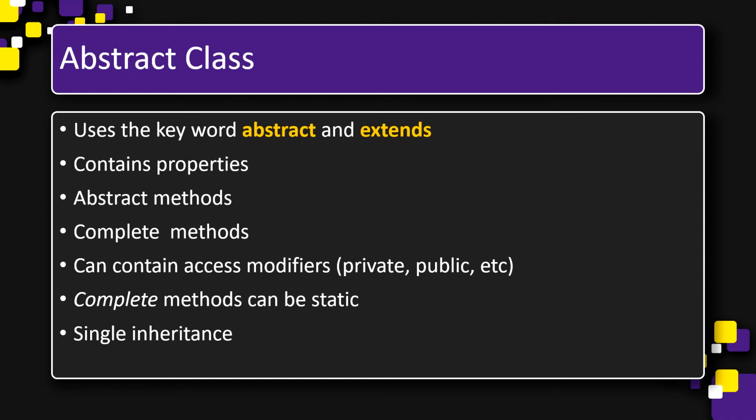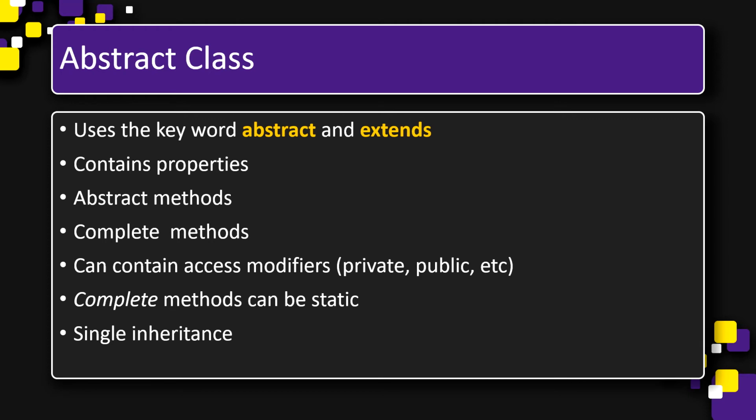So an abstract class can contain properties, data members, abstract methods, meaning that we have methods that don't have a definition. We have complete methods, so methods that are completely defined just like we would in a normal class. They can contain access modifiers such as private, public, protected, and default. And they can contain complete methods that are static as well. But the non-complete methods, the abstract methods, cannot be static. Also, it continues to support that single inheritance that we're used to seeing with the inheritance that I mentioned in the previous video.